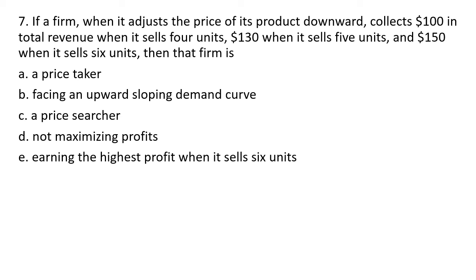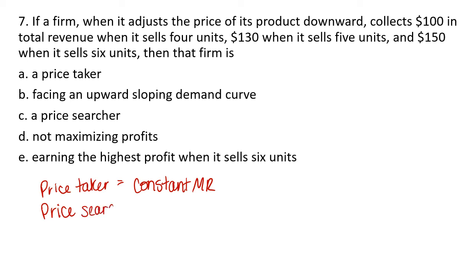So here we have a snapshot of the total revenue for a firm at different levels of output. If we want to figure out if someone is a price taker or a price searcher, your best thing to do is to look at the marginal revenue. Because for a price taker or a perfectly competitive firm, they have a constant marginal revenue, so we would get the same one no matter the level of production. Whereas for a price searcher or a monopolist, you would see that their marginal revenue goes down as they produce more.